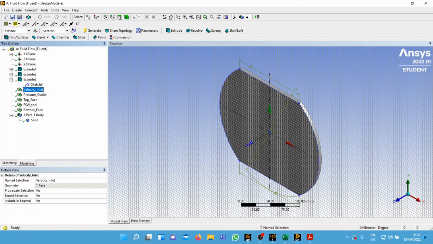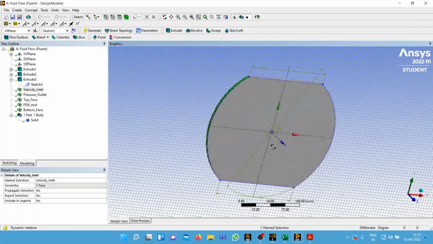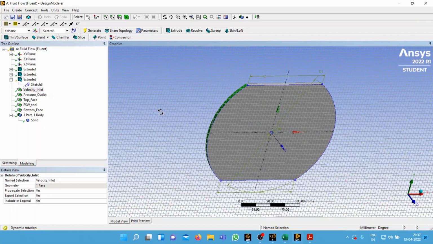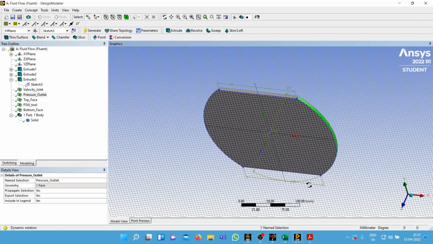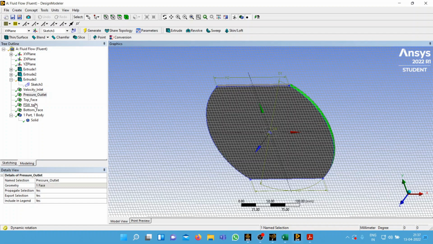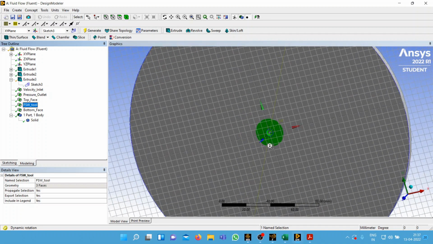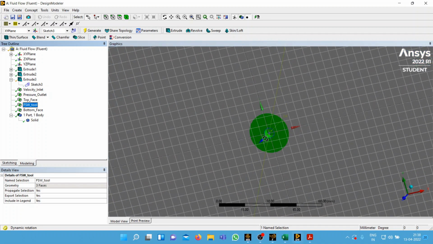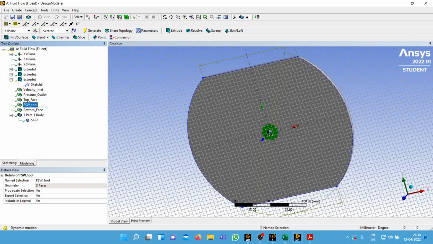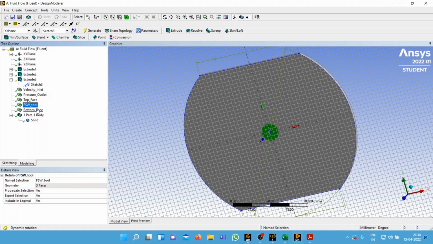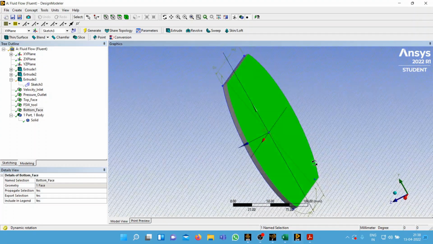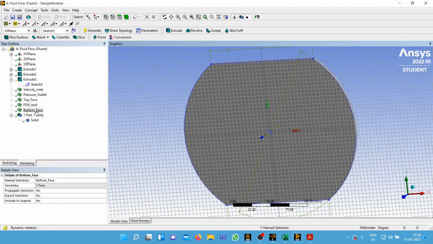Velocity inlet. This is the velocity inlet, in the sense this is the control volume, and here is the portion where the velocity inlet is given, and this is the portion of pressure outlet, and it goes to the top face here. This is the friction stir welding tool, which is the whole region. This is the cylinder part, and it is the tool region which penetrates inside the workpiece. And this is the bottom face, which is of less importance.